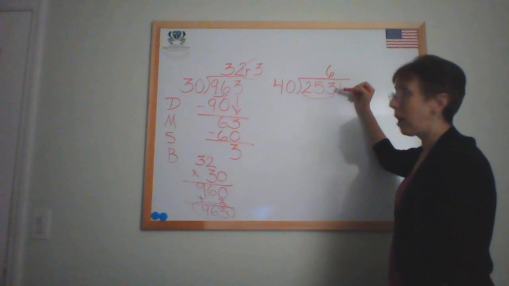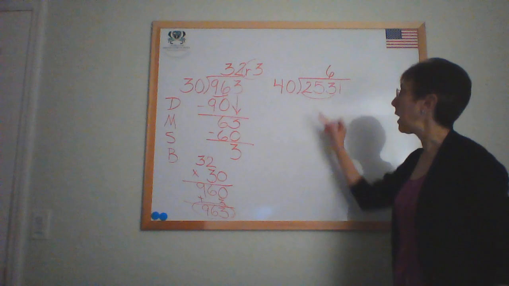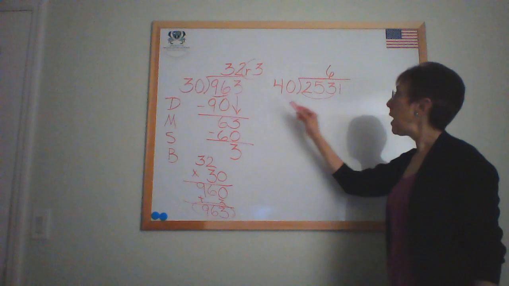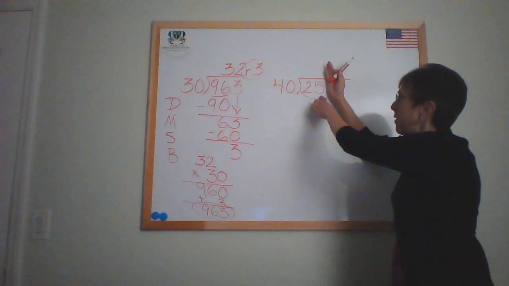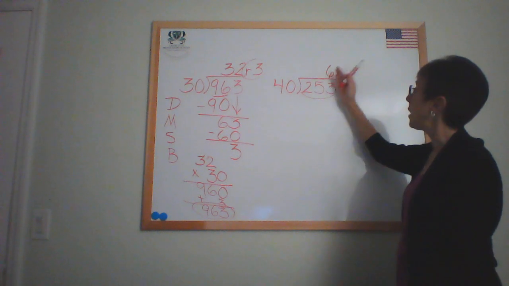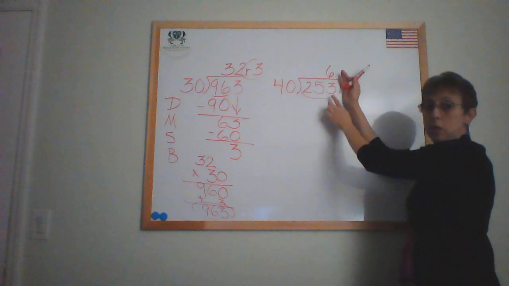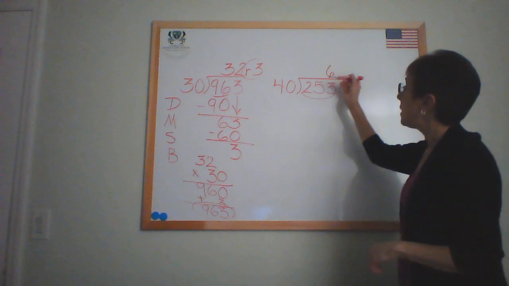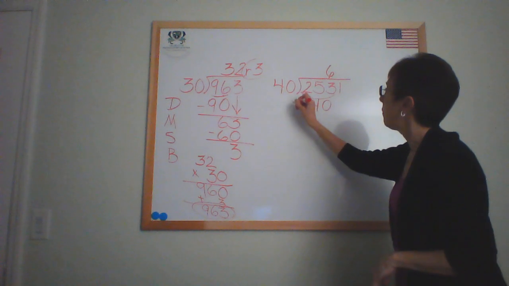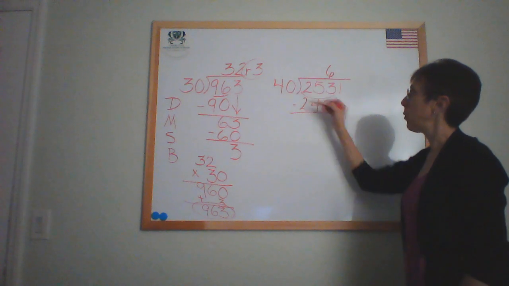Remember, we have to line things up. And we need to put the 6 over the 3. Why? Because we're saying 253 divided by 40. If you wrote the 6 over the 5, that would mean you're saying 25 divided by 40. And you're not. You're saying 253 divided by 40. So the 6 goes above the 3. And 6 times 40 is 240. 6 times 0 equals 0, and 6 times 4 equals 24.